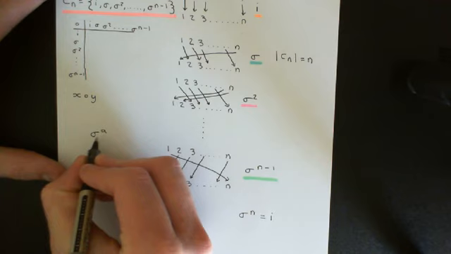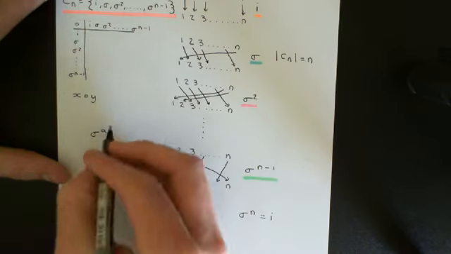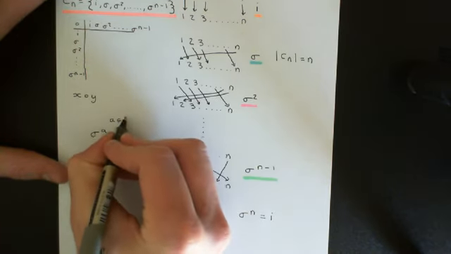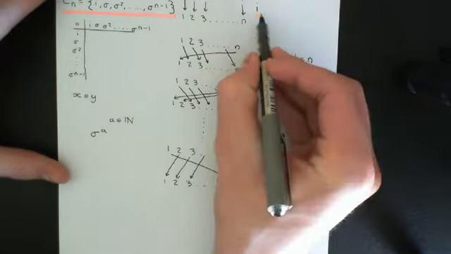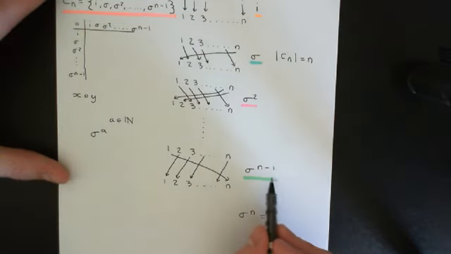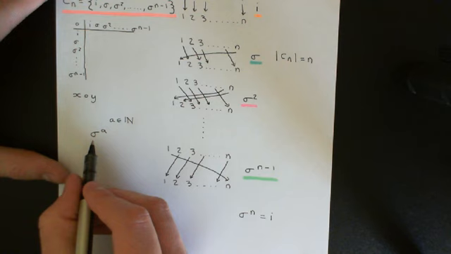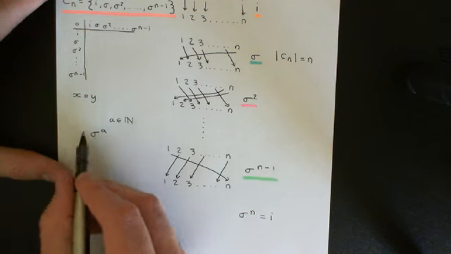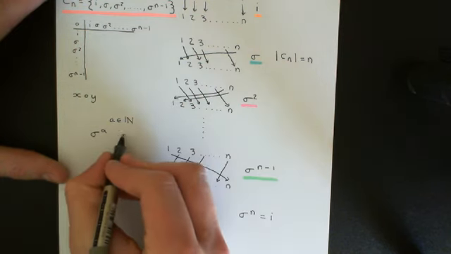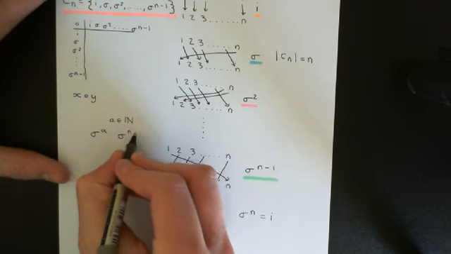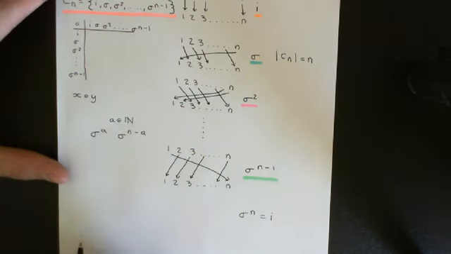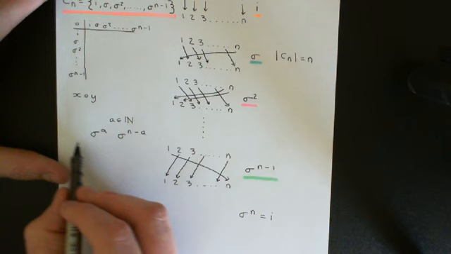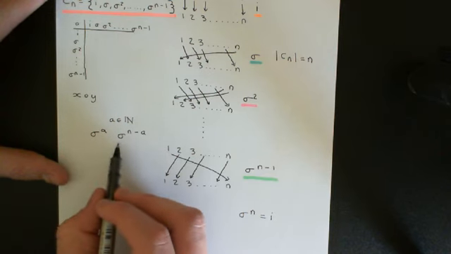So if I've got some element, sigma to the power of a, where a is some little natural number, okay, between 1 and little n minus 1 here, okay, if I want to find you the inverse of this, then what I can consider is what is sigma to the power of n minus a, okay? If I compose those two together, what will the answer actually be?